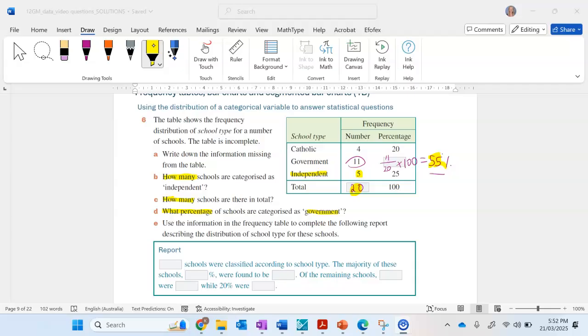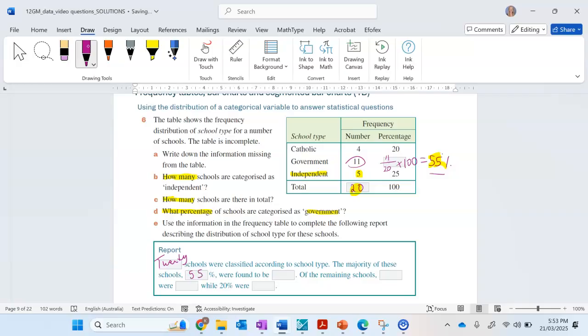All right, so let's have a look at the report. We're just basically filling in the blanks. Something: schools were classified according to school type. That's how many schools there are, so 20 schools. Usually when we start a sentence we write the word, but if you wrote 20, it would not be wrong. So 20 schools are classified according to school type. The majority of these schools, so we want the majority, and you can see it's being reported as a percentage, which is 55%.